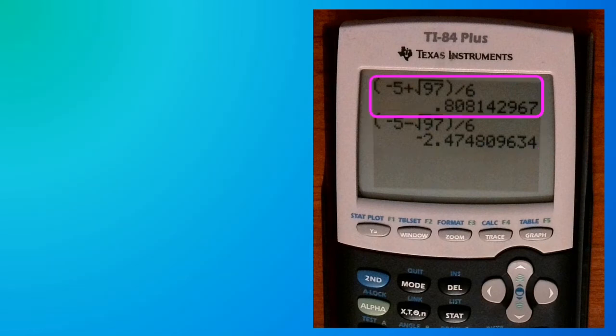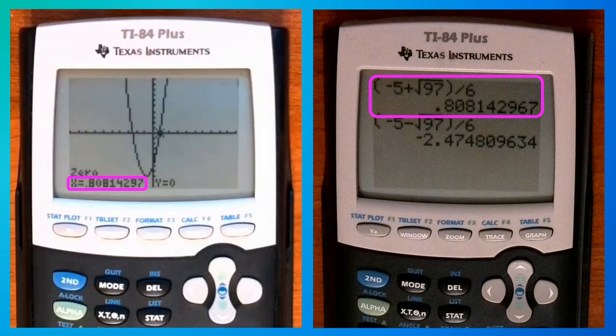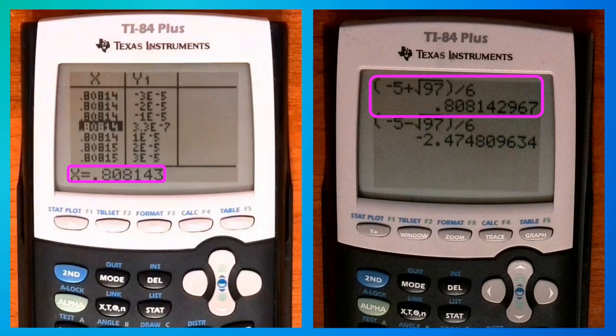Will the approximation for the positive root that we found by using algebra also be very similar to the approximations we found by using the graphing calculator? Well, here's the one we found by using second calc, and as you can see, these approximations are very, very similar. We could also compare it with second table, and we find out that the approximations are very, very similar.